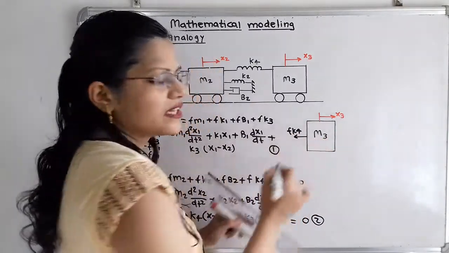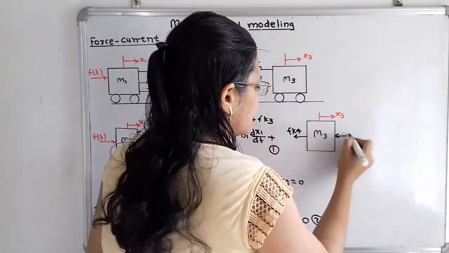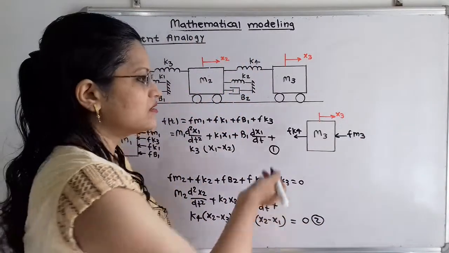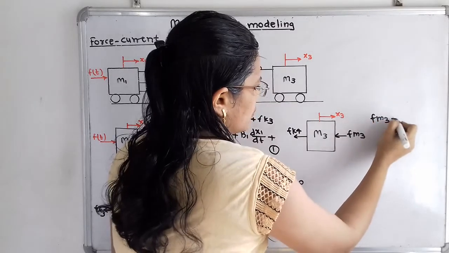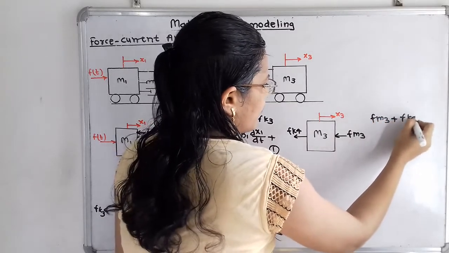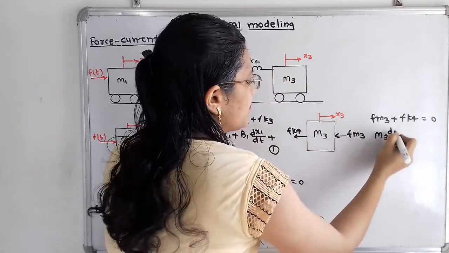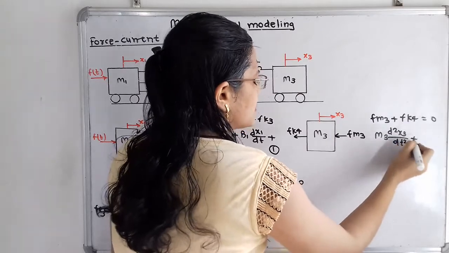And there is the inertia force due to mass m3, so I will write here Fm3. Again, according to Newton's second law of motion, the sum of all these reaction forces is equal to 0. That is, Fm3 plus Fk4 is equal to 0. So what is Fm3? That is m3 d square x3 by dt square plus k4.